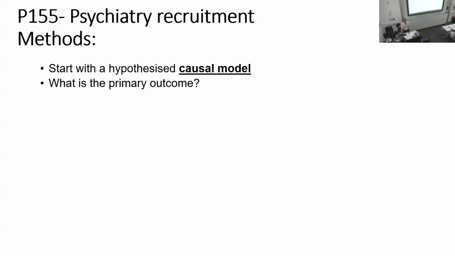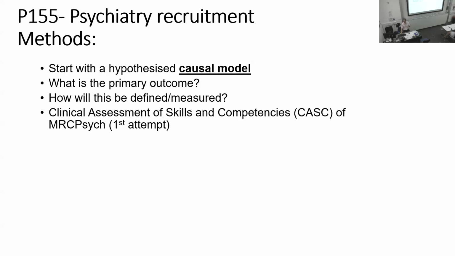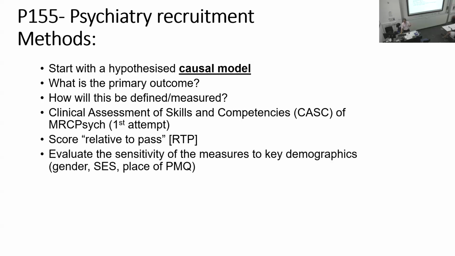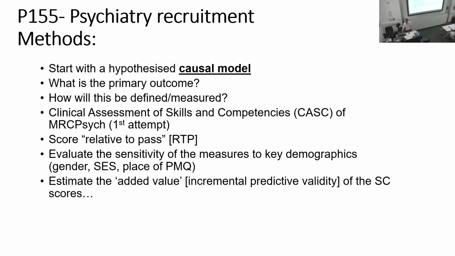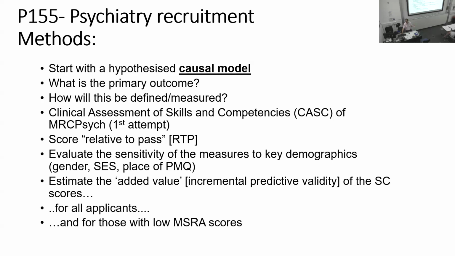And then you have to think very carefully about primary outcome and how you might measure that. In this case, it was the CASC, first attempt. And we took the relative score according to the pass mark. We also wanted to look at the sensitivity of the different selection measures to things like gender, socioeconomic status, because again, there's implications for widening access, for discrimination, and that sort of thing. And we wanted to see, particularly, if the selection center scores added value when predicting the CASC performance over and above the other selection assessments used, for both all applicants and also those who scored low on the MSRA, the multi-specialty assessment battery that's used across a number of medical specialty recruitment assessments.